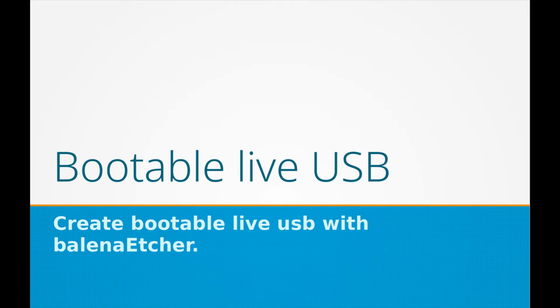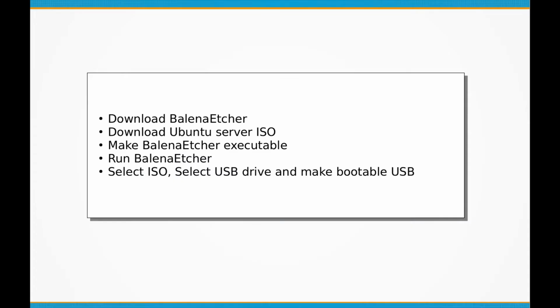Today our video is going to cover building a bootable live USB using BalenaEtcher, commonly referred to as Etcher. Before we can build our server, we're going to need to put the ISO image onto a USB that is bootable. We will download BalenaEtcher. We will download Ubuntu server ISO. We'll make BalenaEtcher an executable, and we will run BalenaEtcher, where we will select the ISO, select the USB drive, and make a bootable USB.